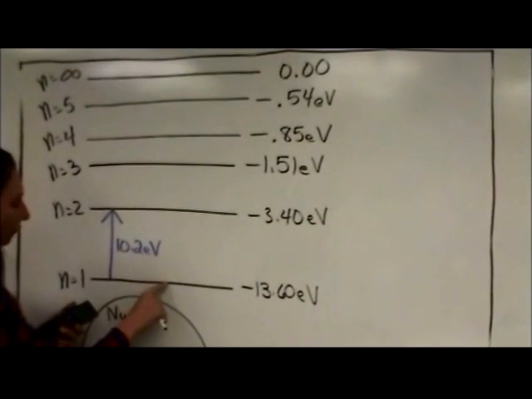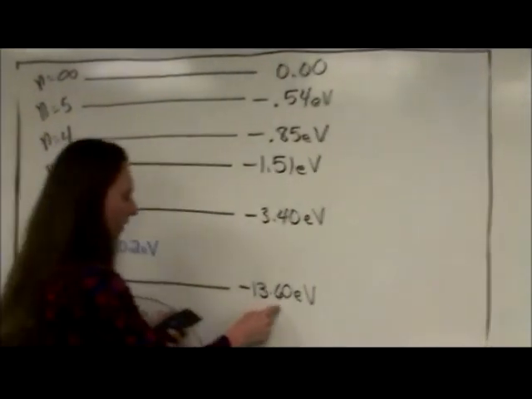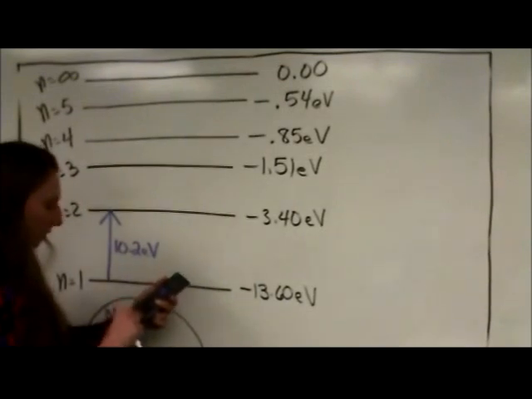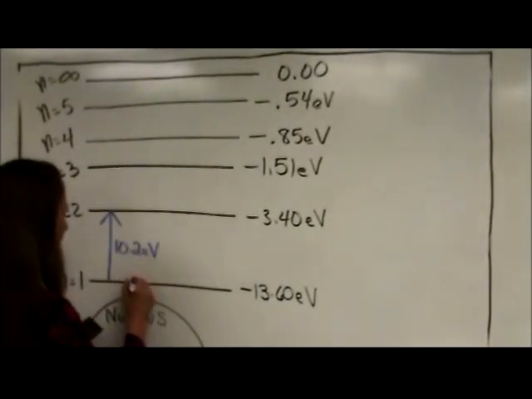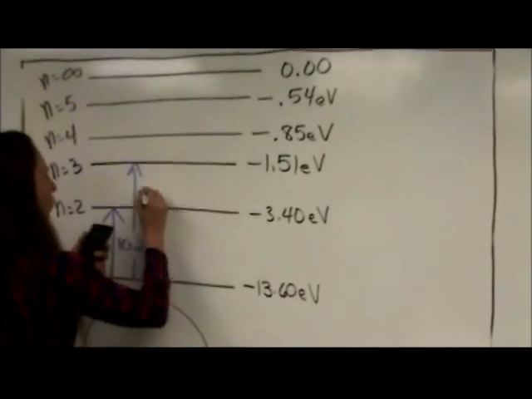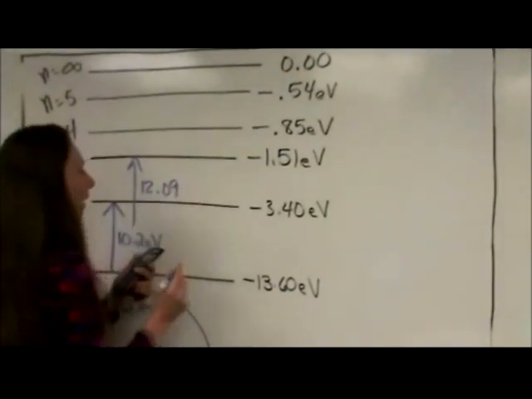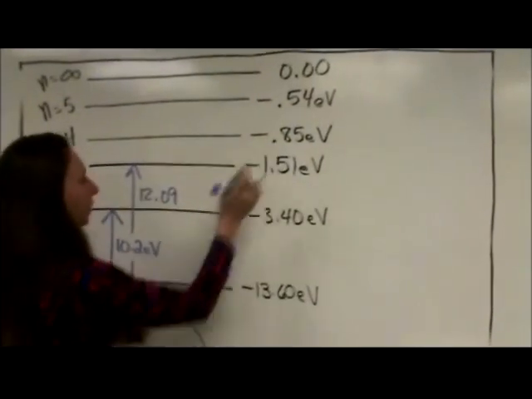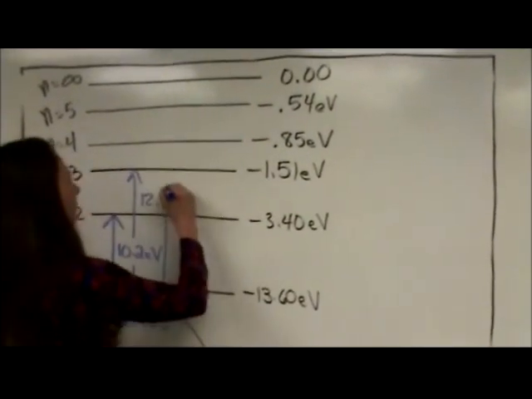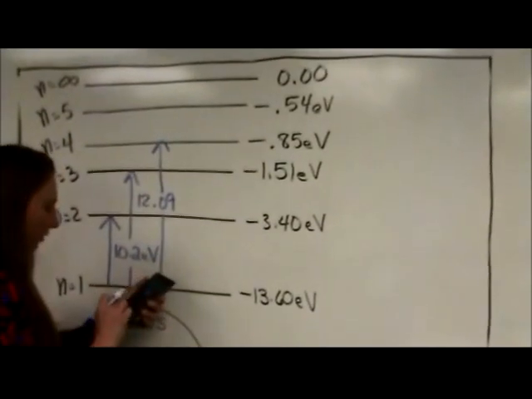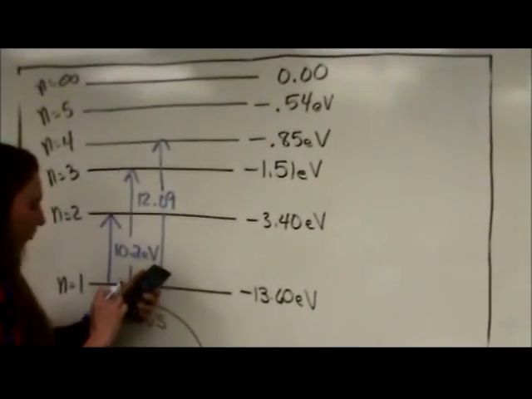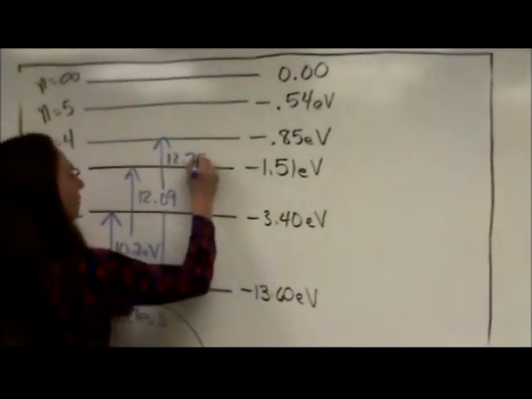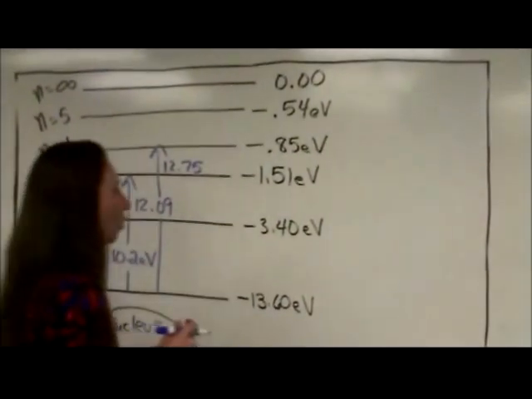All right, now what about from n equals 1 to n equals 3? 13.6 minus 1.51. All right, the difference there would be 12.09. All right, let's do one more, 13.6 to 0.85. The difference there would be 13.6 minus 0.85. The difference there is 12.75. These are all in electron volts.